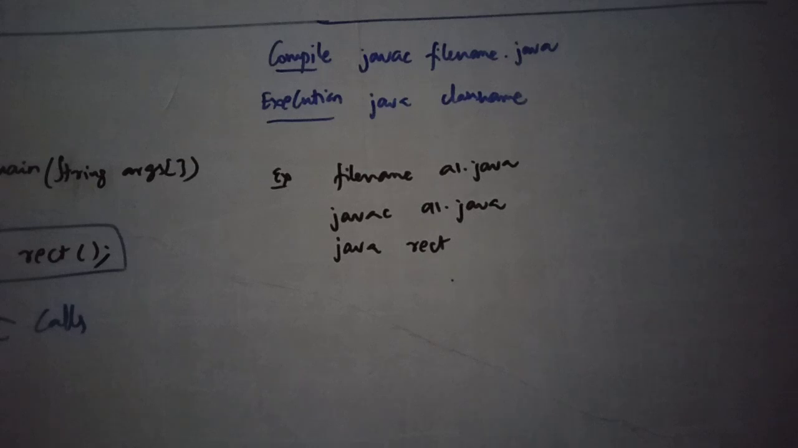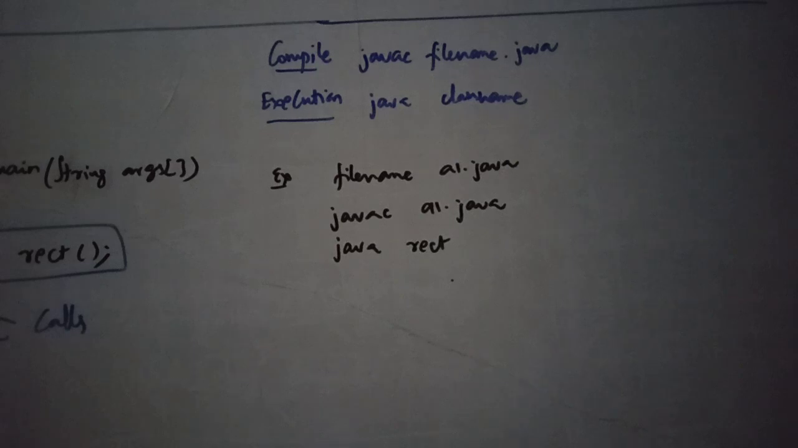So how do you compile a program in Java? javac filename.java. Once you are working with anything in the lab, you save it. Once you save it, you need to give a file name with an extension .java. If it is C, .c; if it is C++, .cpp; if it is Java, .java. And execution is java class name.